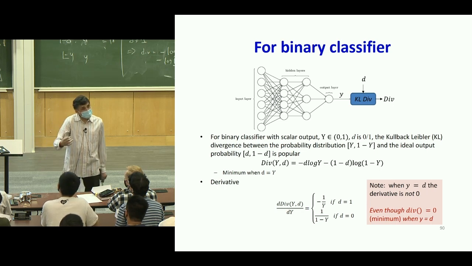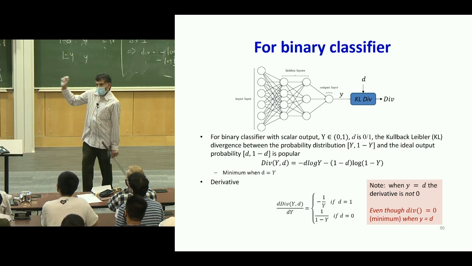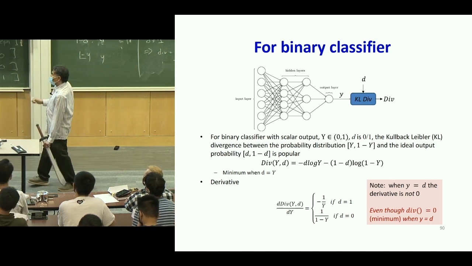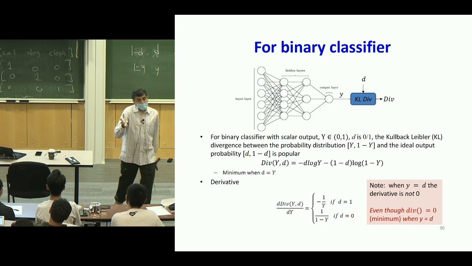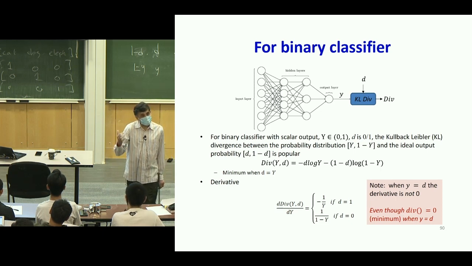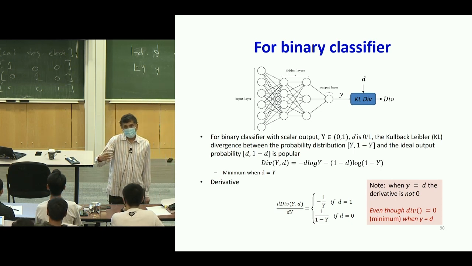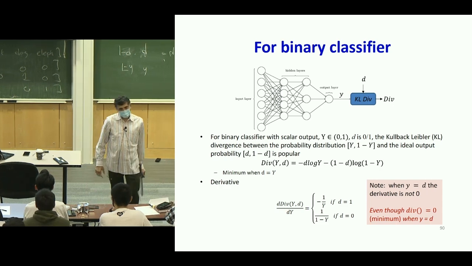When the desired output is 0, what is it going to ask you to do? You want 1 over 1 minus y. The sign is always positive, right? If the sign of the derivative is positive, what is it asking you to do? It's asking you to decrease y, right? Which makes sense, right? It's very intuitive.